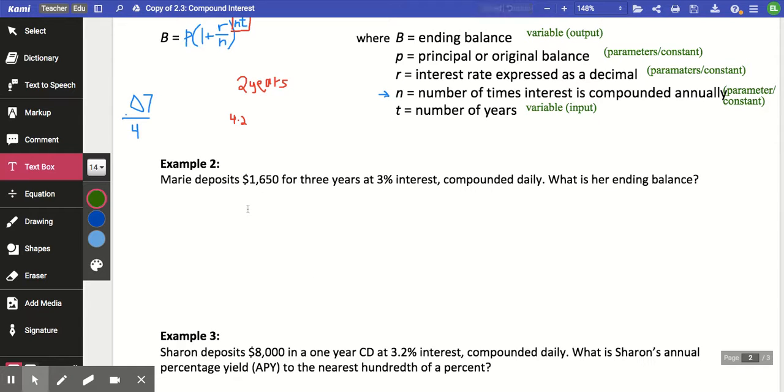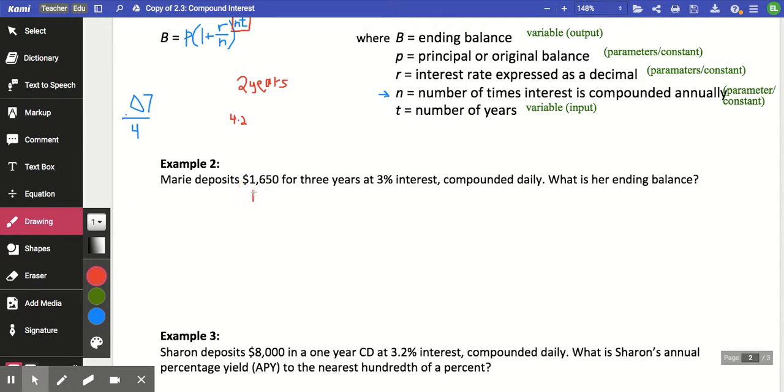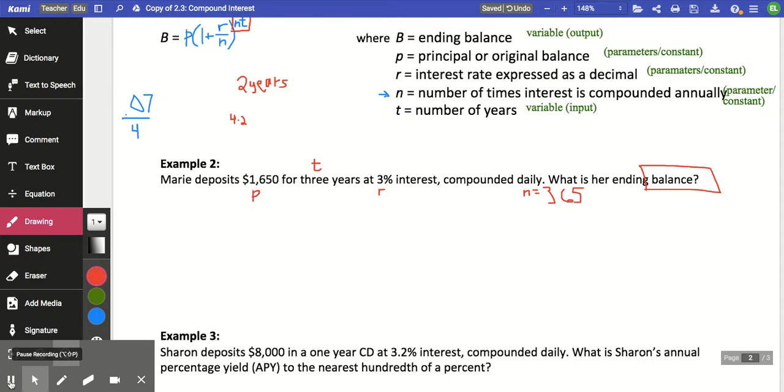So in example 2, Marie deposits $1,650 for 3 years at 3% interest, compounded daily. So in this case, we need to identify that her principal is $1,650, her annual interest rate is 3%, and daily is her compound frequency, so that would be 365. And then T would be 3 for 3 years, and we are trying to find the value of B, which is her ending balance.